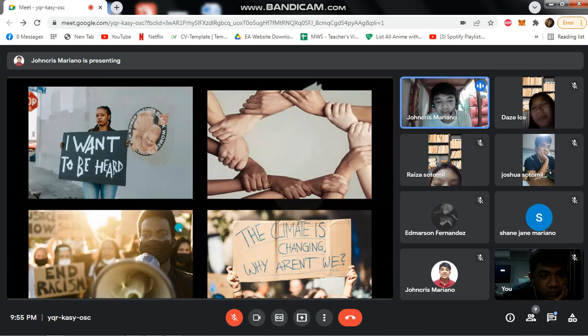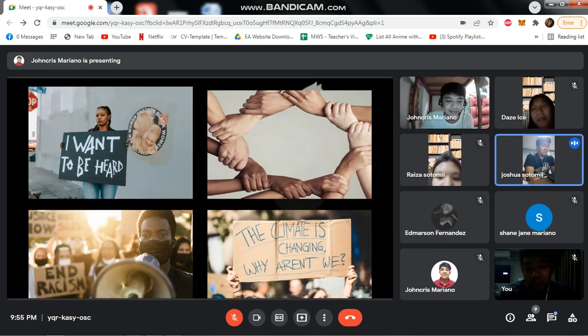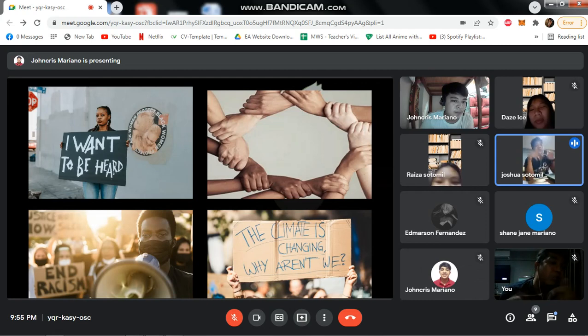So let's now proceed with the third image. Let's call on Josh. What can you say about the third image? Well, about the third image, I think it's about racism because nowadays many people are facing racism between black and white people. I think it's the same thing with the first image and the second image. That's why the guy is holding a microphone, because he wants to be heard. He wants to have unity with everyone, not just for black people but also for white people. That's all.